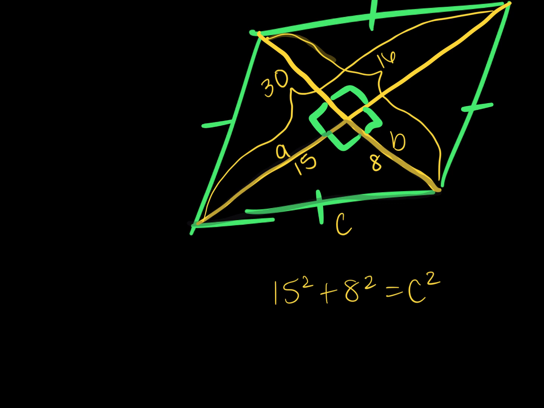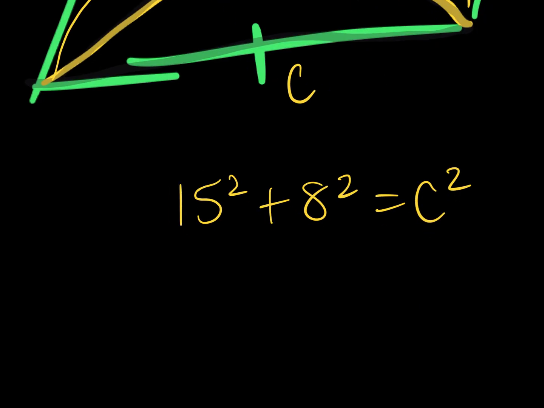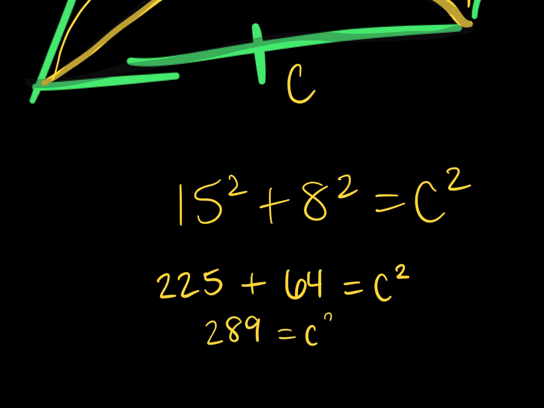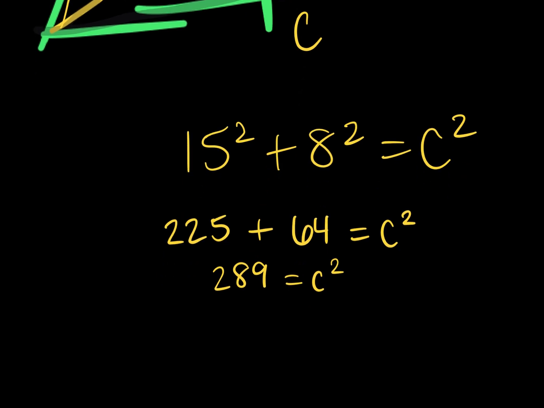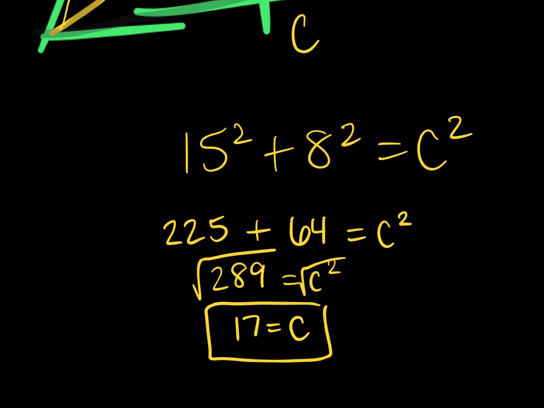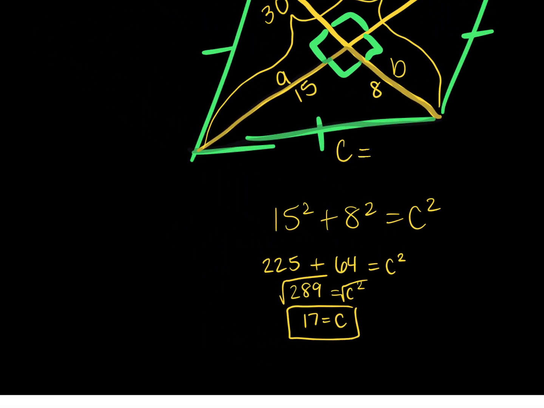All right, 15 squared, we have a calculator for a reason. Use it. I believe you get 225 plus 8 squared, which is what? 64 equals C squared. When you add these, you should get 289 equals C squared. Take the square root of both sides. I think you get 17. Yes. 17 equals C. But remember, that C value is only one of my sides.